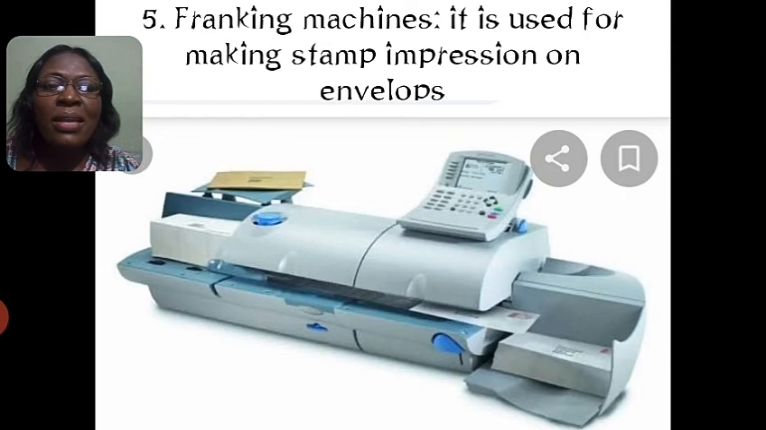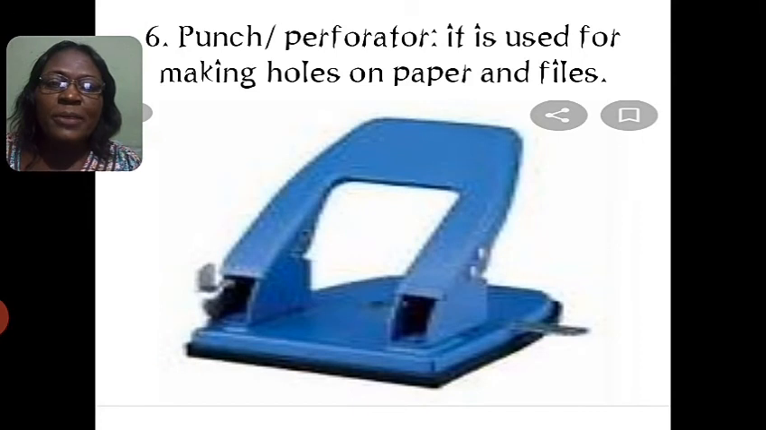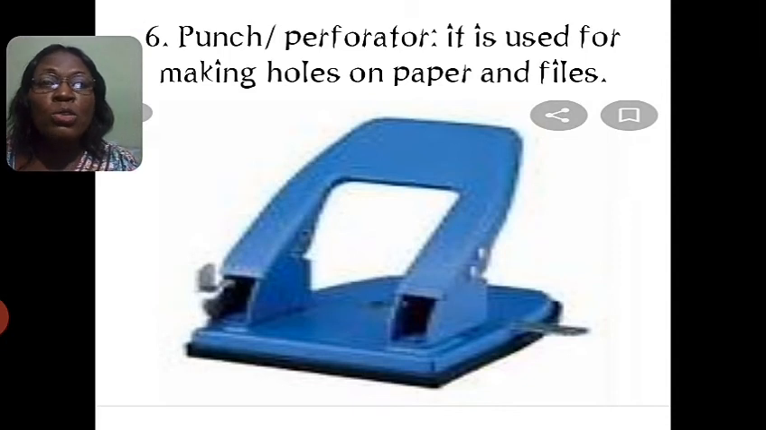When the amount has been exhausted, it will stop working until you go back to the post office to recharge it again. So another one is the punch or perforator. It's used to make holes on papers and files. So you can see the sample of a perforator. You also have a smaller form of perforator, which is being used by small offices.